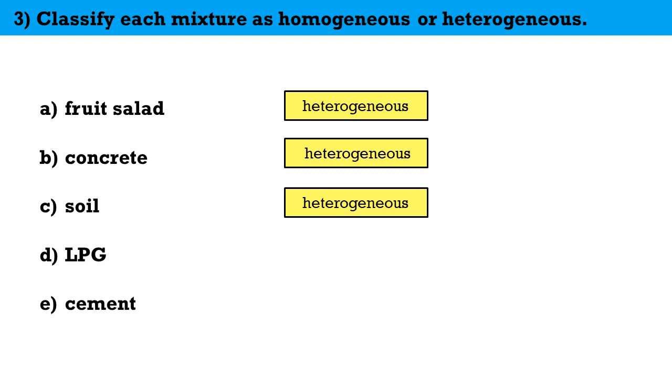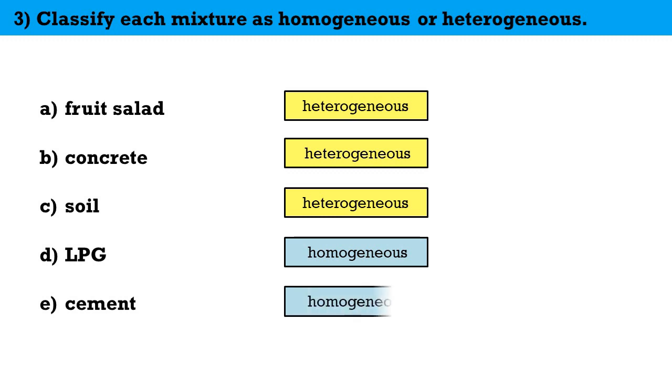Letter D, LPG or liquefied petroleum gas. LPG is a mixture of gases such as butane and propane. It is a homogeneous mixture because we cannot distinguish the gases in LPG just by looking at it. Letter E, cement. It is a homogeneous mixture of calcium compounds. It is a fine powder that is uniform throughout.